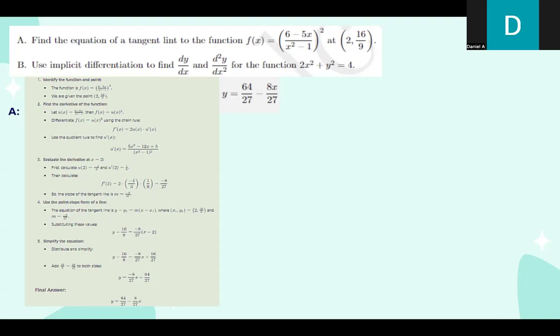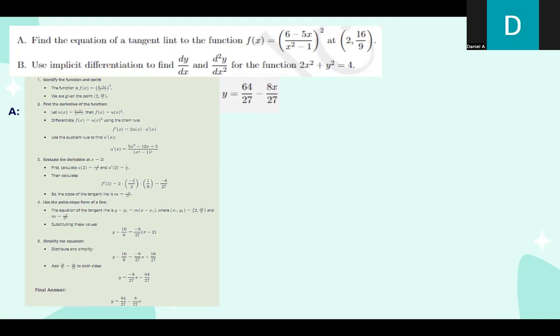Now, the fourth step is to use the point-slope form of a line. The equation of the tangent line is y - y1 = m(x - x1), where (x1, y1) = (2, 16/9) and m = negative 8 over 27. Now substituting these values, we get y - 16/9 = negative 8 over 27 times (x - 2). Now the last step is simplifying the equation.